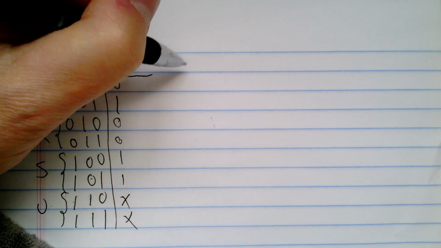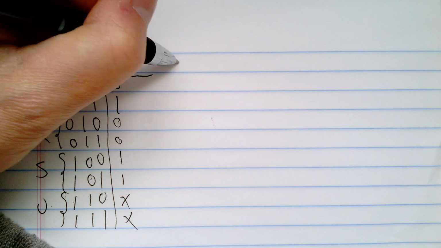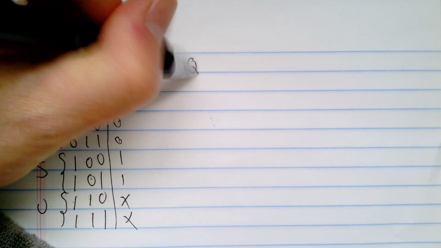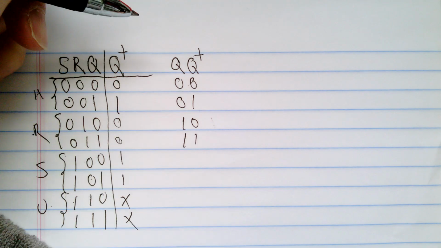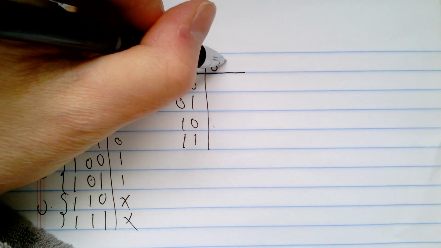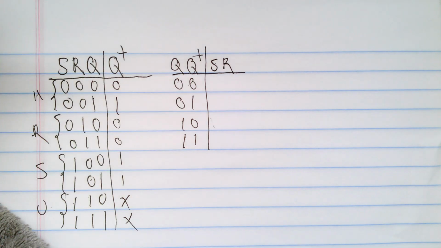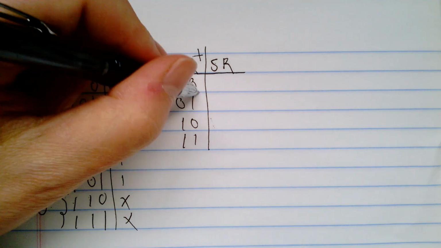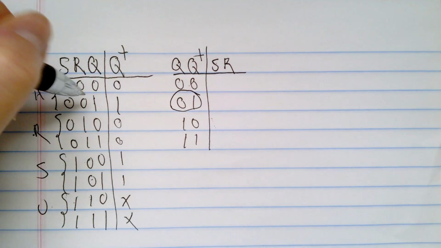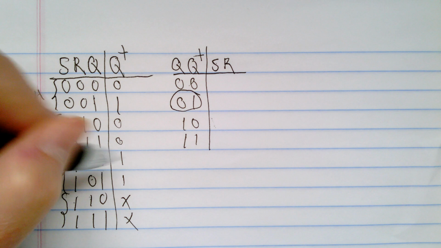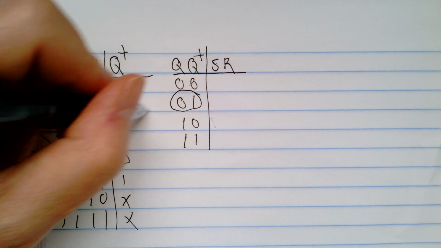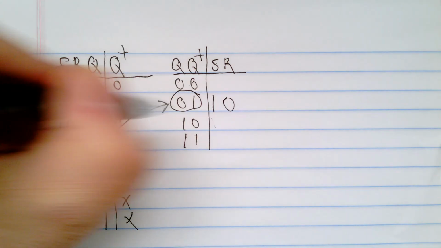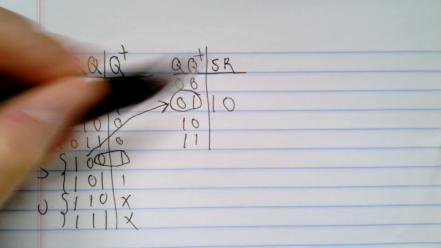The remapped excitation table is obtained by writing out present states and next states in all combinations. Then we have to write out what the inputs should be in order to achieve those state transitions. In other words, if what you want is to go from 0 to 1, look down your list, find 0 to 1. And it says the input must be 1, 0. That is to say, you must set and not reset.